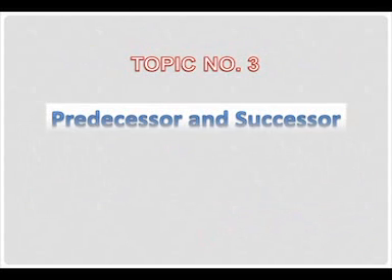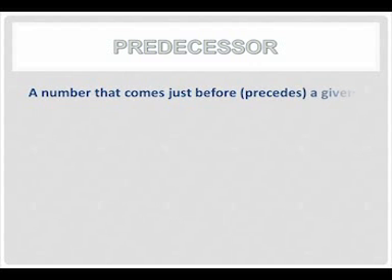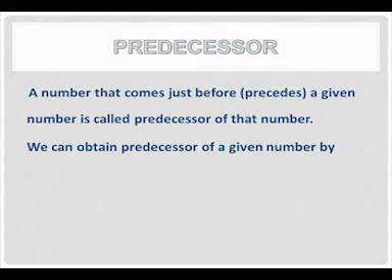Topic number 3, predecessor and successor and building numbers. Firstly, we will start with the topic predecessor and successor. Let's understand what is predecessor. A number that comes just before a given number is called predecessor of that number. We can obtain predecessor of a given number by subtracting 1 from it.